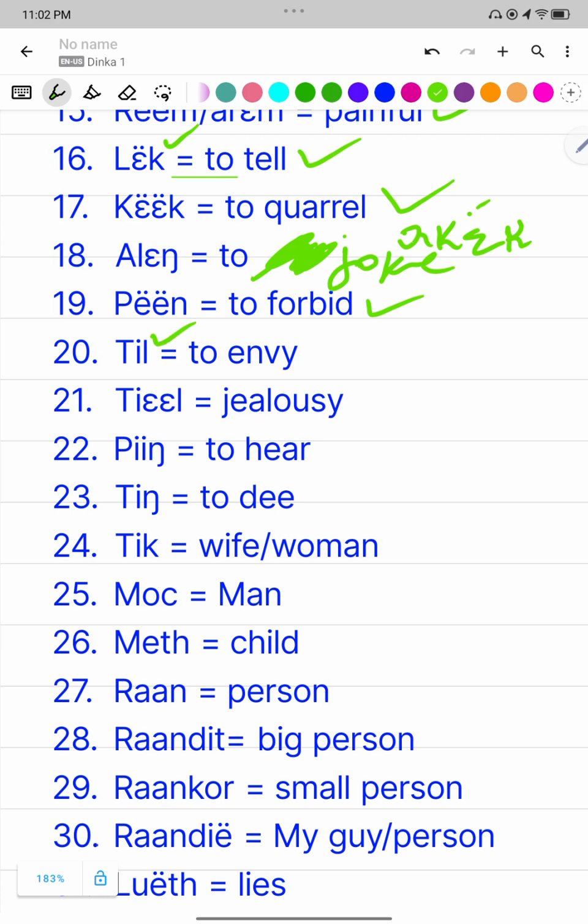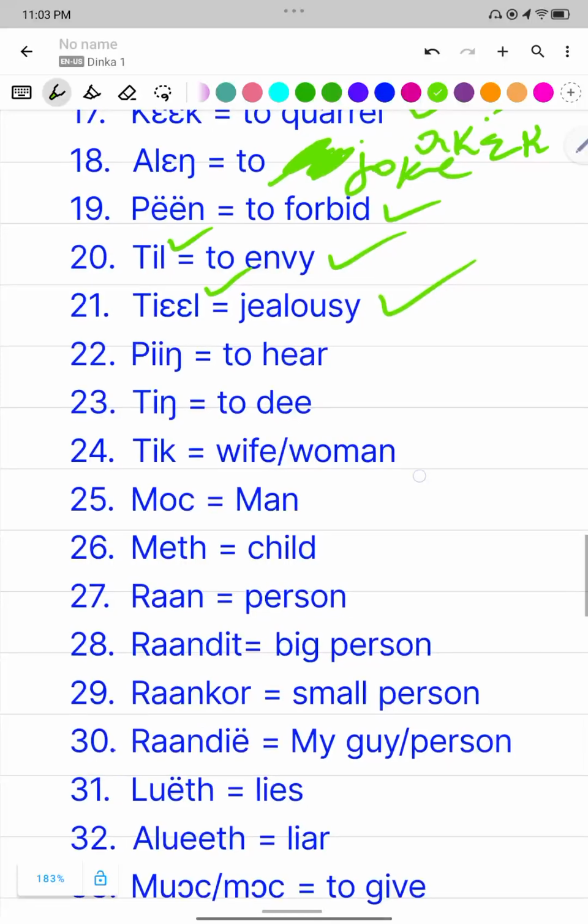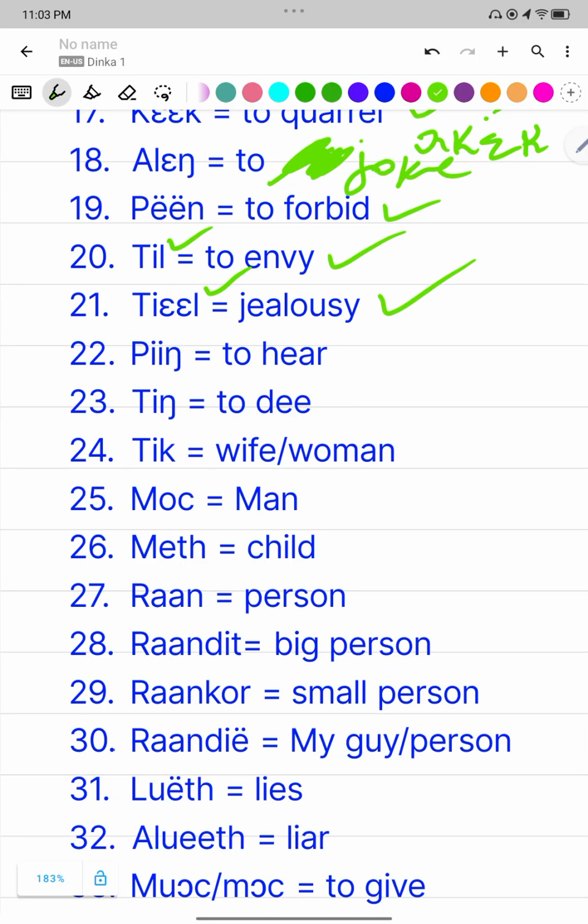Number 20, till. Till means to envy. To envy. Why do you envy me? Number 21, tiel. Tiel means jealousy. To be jealous is tiel in Dinka language. Number 22, ping. Ping means to hear something. To hear. Number 23, ting. Ting means to see. To see.